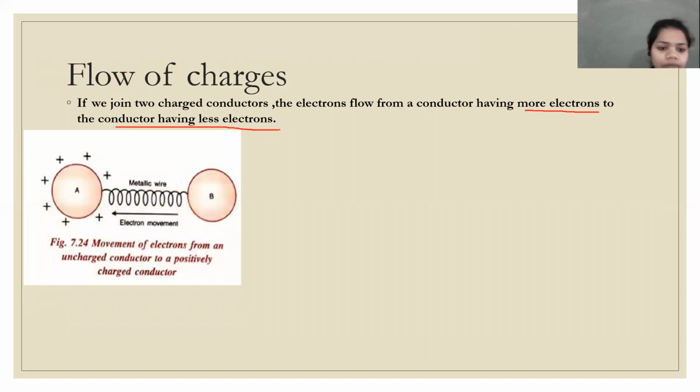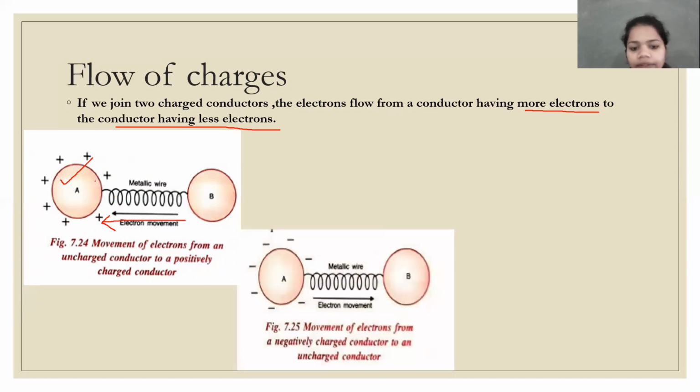In this first example, there is a positively charged conductor A, which is connected to an uncharged conductor B. One thing you should keep in mind is that positive means a deficit of electrons. The electrons are fewer here. So the movement of electrons will be from B to A. Why? I'm repeating once again: because A is positively charged, positive means a deficit of electrons, so the movement of charge is from B to A.